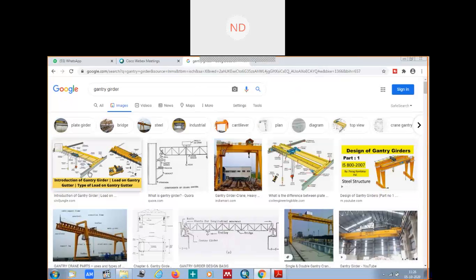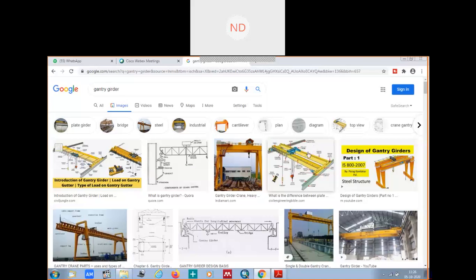Gantry girders are laterally unsupported beams which will carry your heavy loads from one place to another, from here to here. If you see, these are your gantry girders. These are your rail sections, which are moving in this way above the gantry girder.